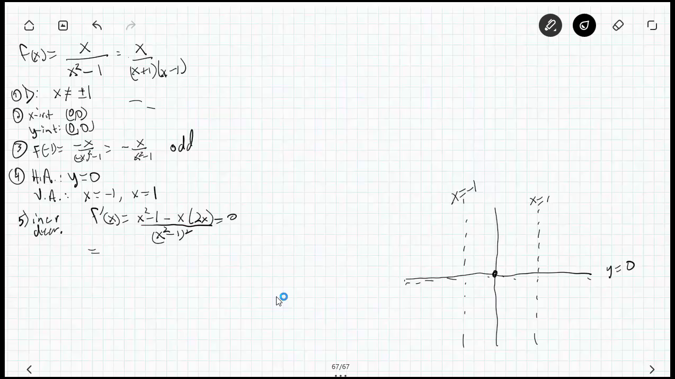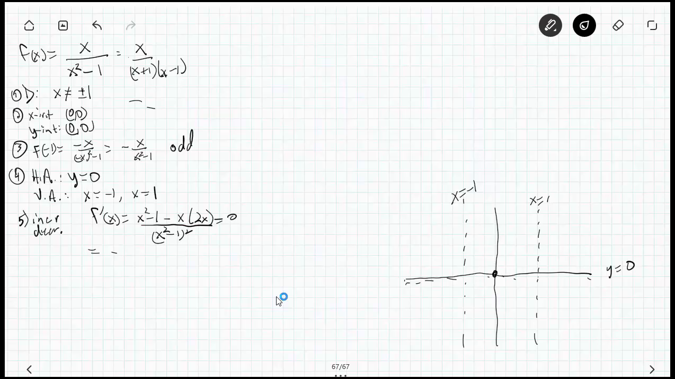Remember back in the day when you didn't know when to stop doing algebra? Well, guess what? We don't have to worry about that so much anymore, because we'll know when to stop doing algebra because the critical values will get spat out, which is what we're looking for anyway. So I'm going to clean up the top just a little bit. This becomes a negative 2x squared.